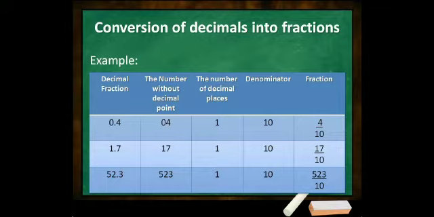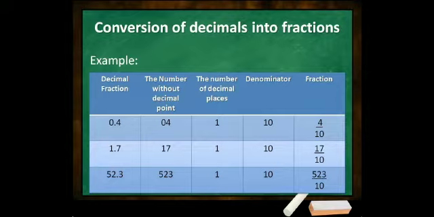The next example is 1.7. When you remove the decimal point, the number becomes 17. Here also we have only one digit after the point, so the number of decimal places is 1, and the denominator is 10. This is written as 17 upon 10 as a fraction.